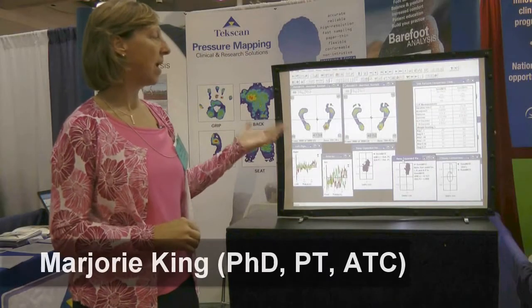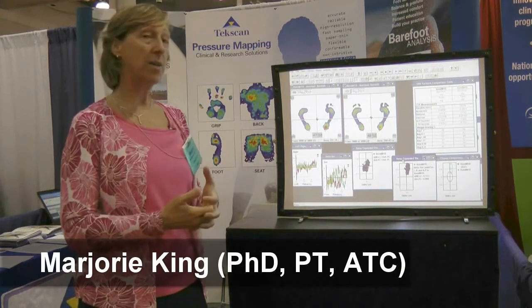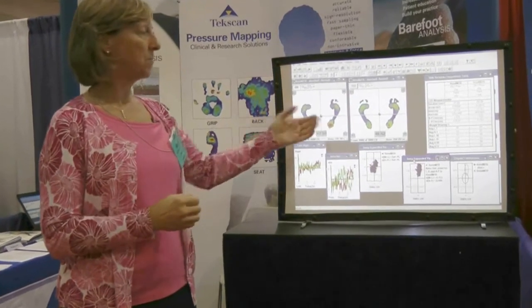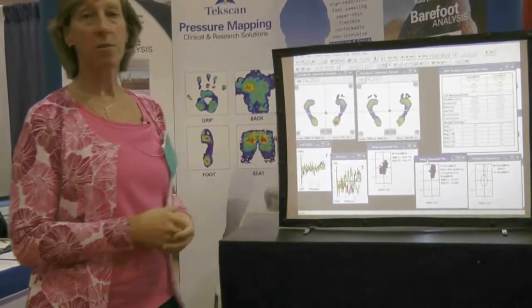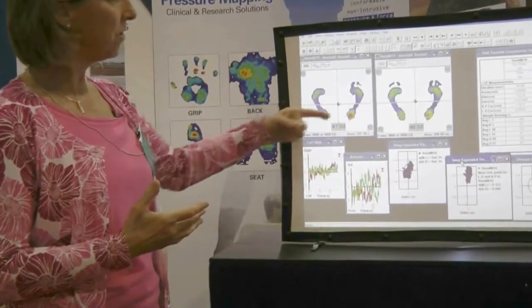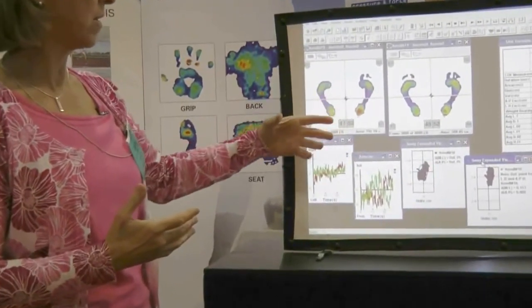Well, here's an example of the output from the SAM software, which is the sway analysis module. We tested someone two-footed, eyes open, two-footed, eyes closed. And from that testing parameter, you can get a tremendous amount of information. First, you can look at the weight-bearing component of the foot.